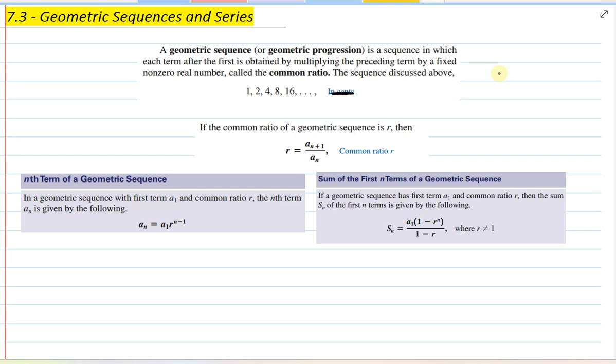I'm going to black this out. Don't worry about the units, there are no units on this. Just black it out. Okay. So what is a geometric series, or I'm sorry, not series, sequence? A geometric sequence, or a geometric progression.